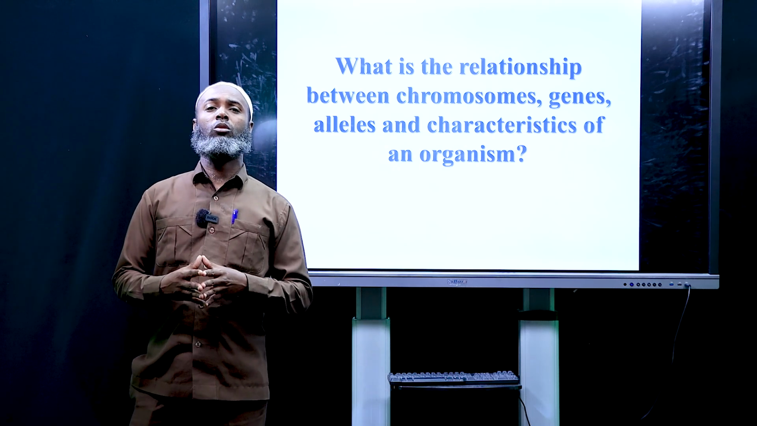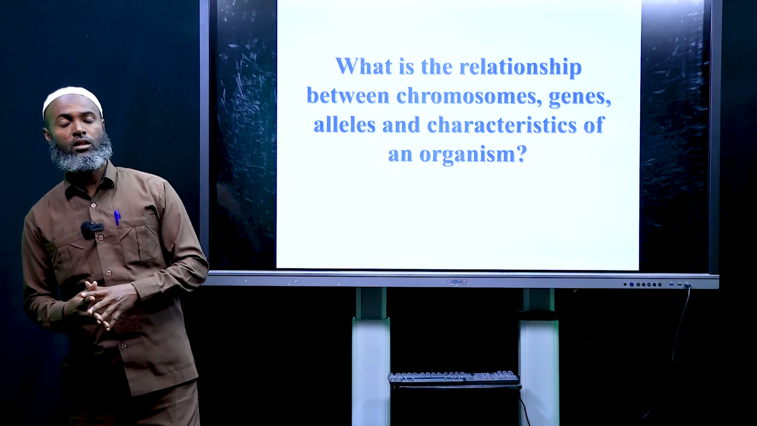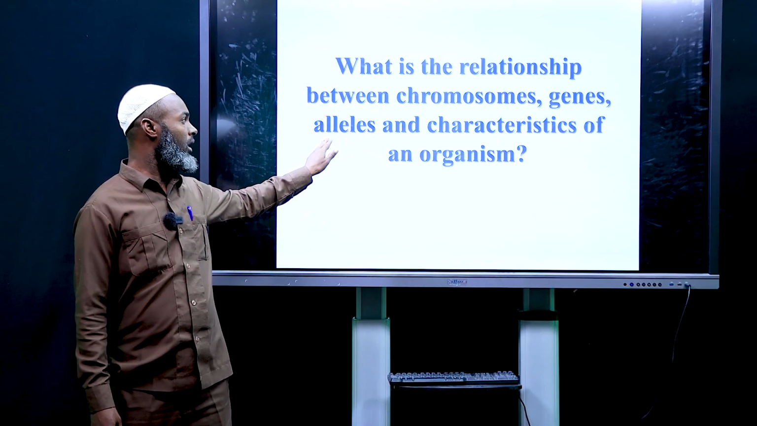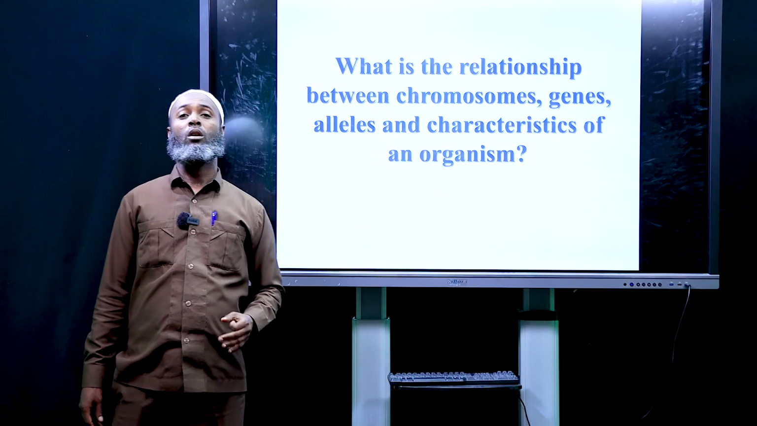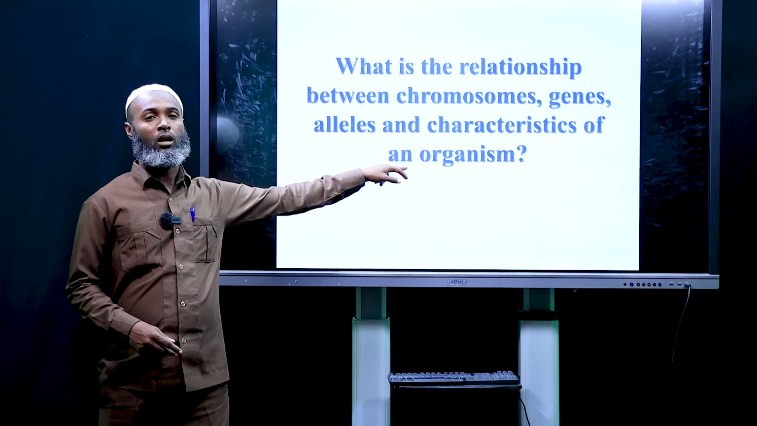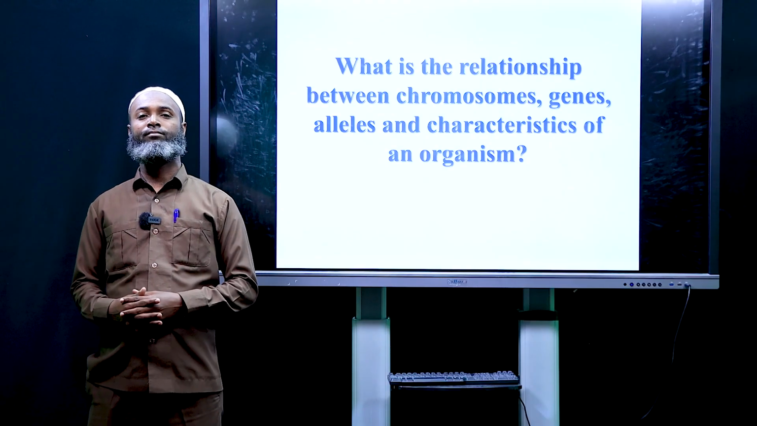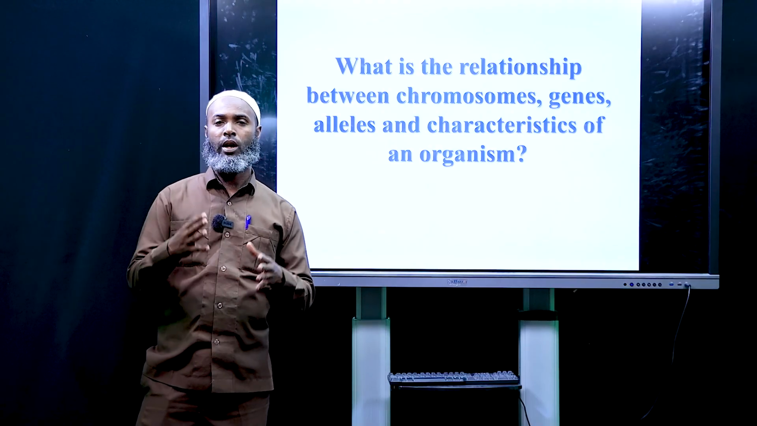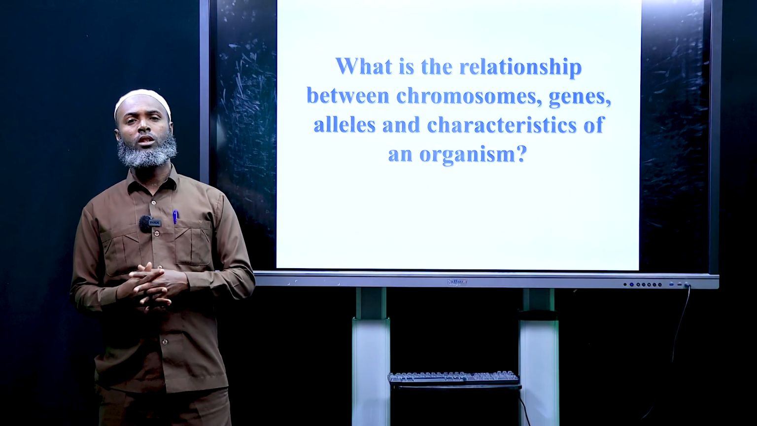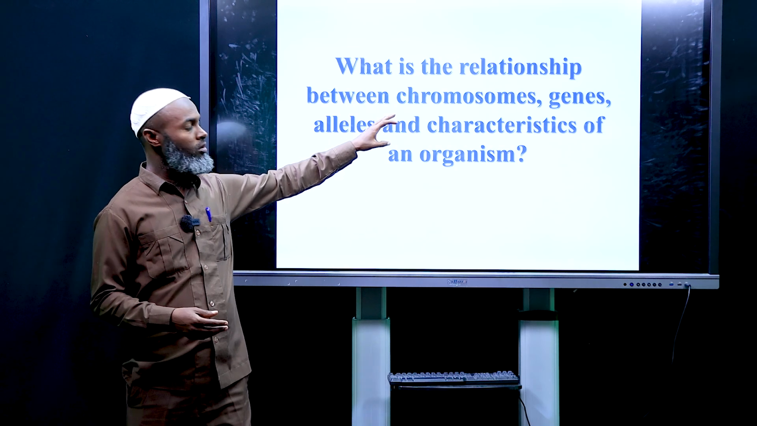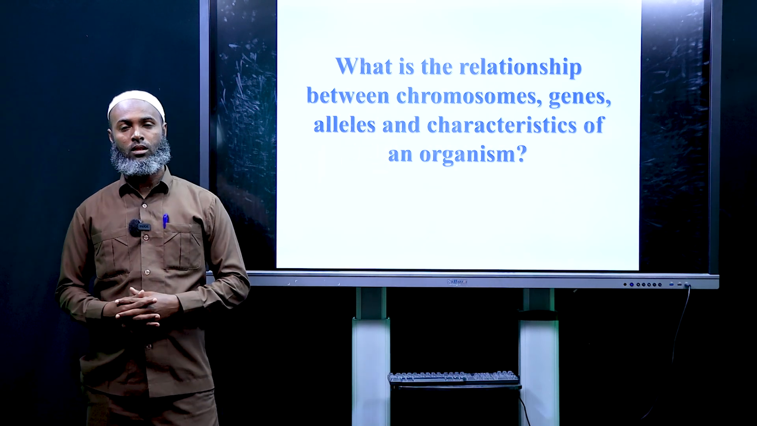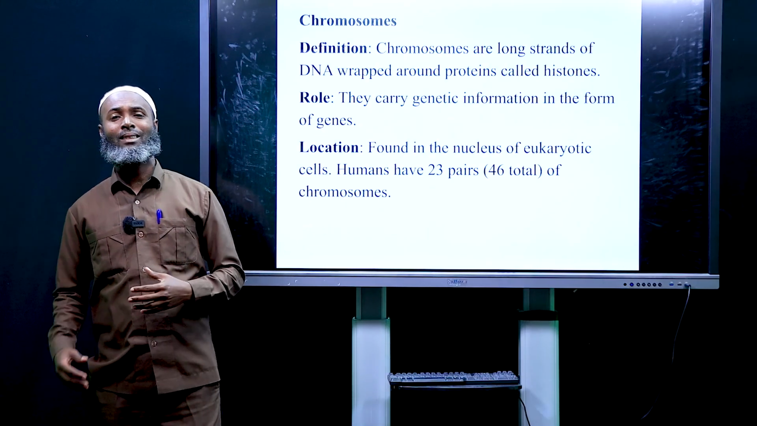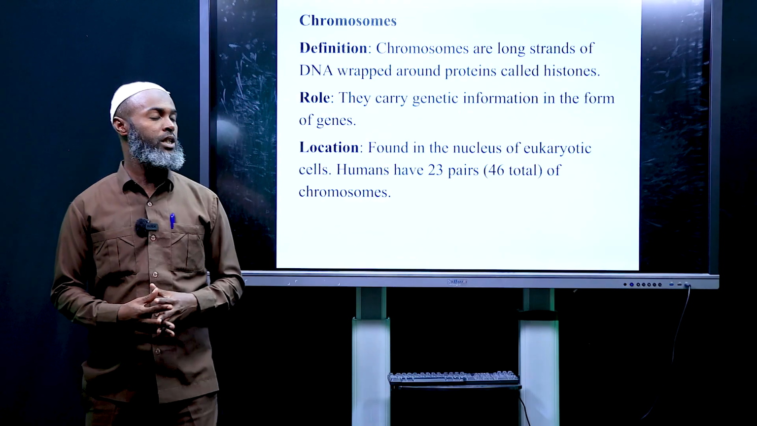Now, let's start today's lesson with an activity. Students, try to relate chromosomes, genes, alleles, and characteristics of organisms. What's the relationship between chromosome, gene, allele, and characteristics of an organism? In grade 11, we have seen the definition of these terminologies. So relate chromosome, gene, allele, and characteristics of an organism. Well done. Let's again revise and see the meaning of each term.